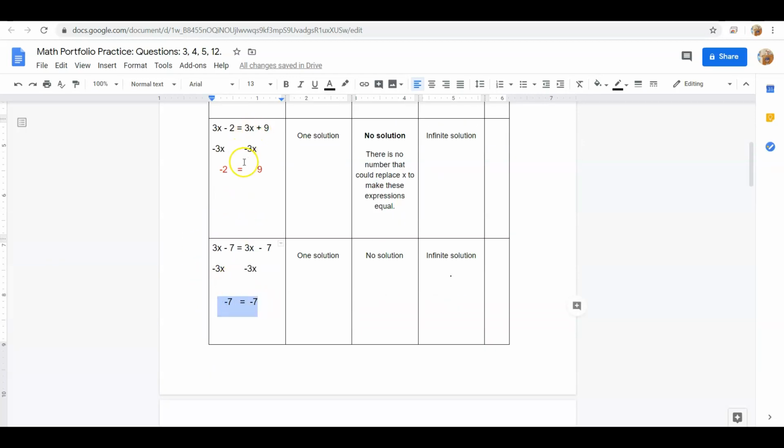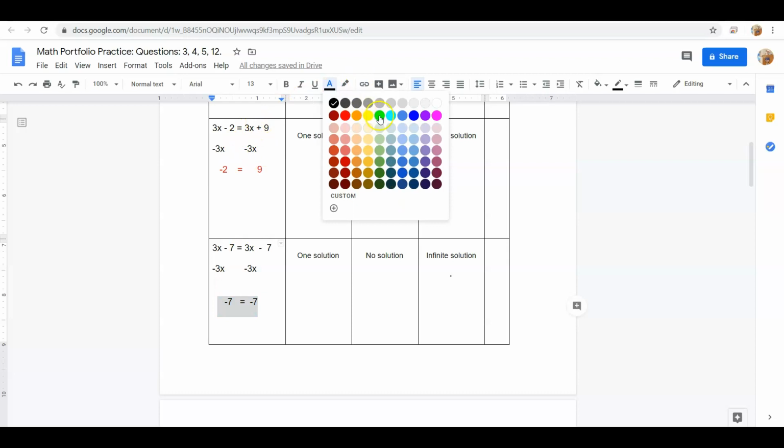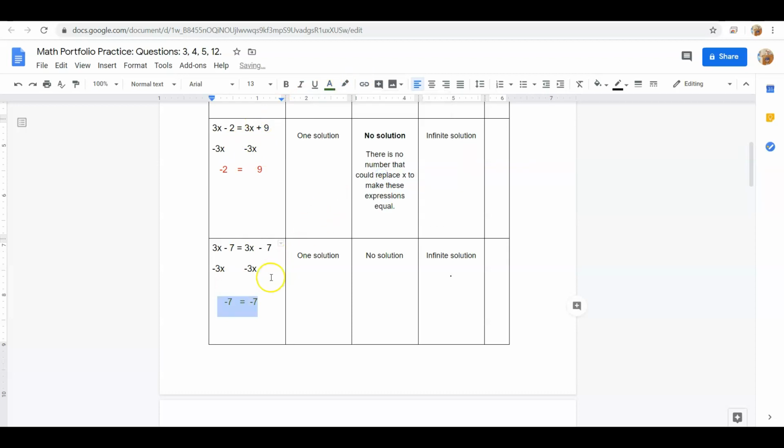So unlike our previous example, when we eliminated the number with the variable on both sides, it came out to equal negative 7 equals negative 7. And if I asked you, does the negative 7 equal negative 7? You'll say, Mr. C, yes, it does. If we both have that much money in our bank account, we have the same amount of money. So when you see this happen, where a number is equal to a number, you're dealing with infinite solutions.